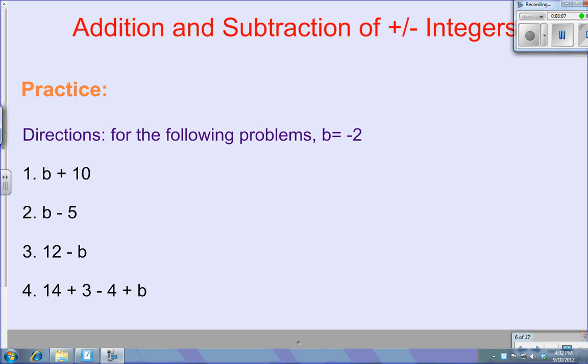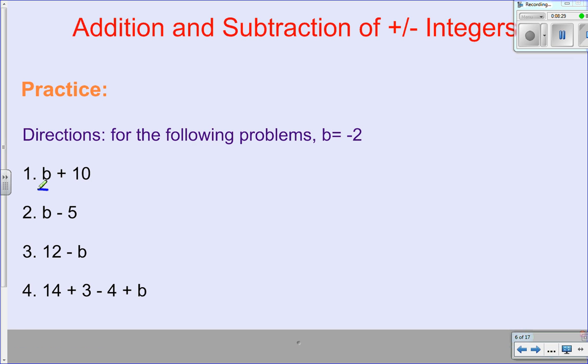For the final piece of addition and subtraction of integers, we're going to do the same thing, but we're just going to use a variable this time. You will see something like this on your assessment. So in these examples, b equals negative 2. I will demonstrate the first one, and then 2 through 4 you will complete on your own.